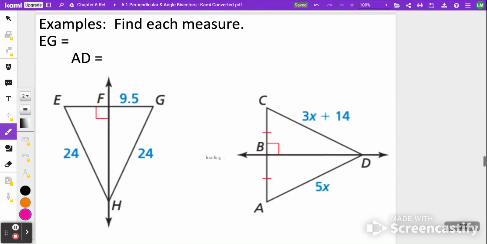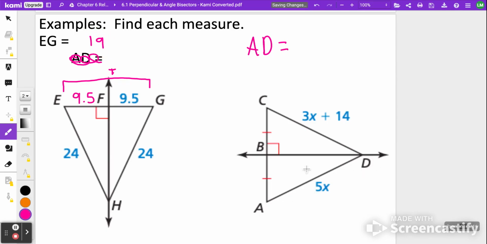Onward, we've got EG and AD. AD ends up scooching over a little bit. AD should be here, but EG, let's start there. EG is this entire length, and again, this perpendicular bisector has already been named, so FG is also the same thing as FE, so EG would be from point E to point G, so that's 9.5 plus 9.5, and that's going to give us 19.